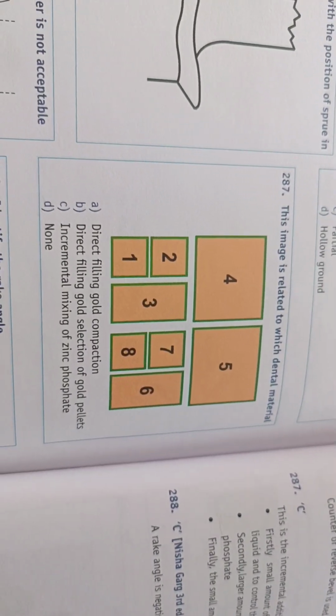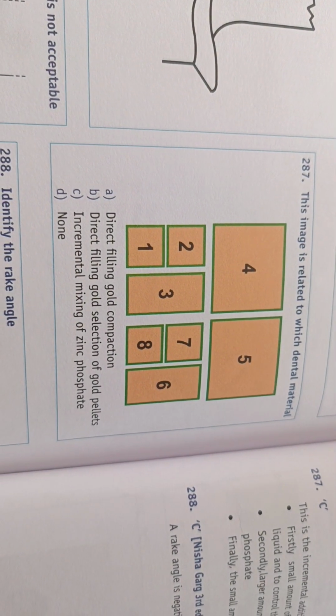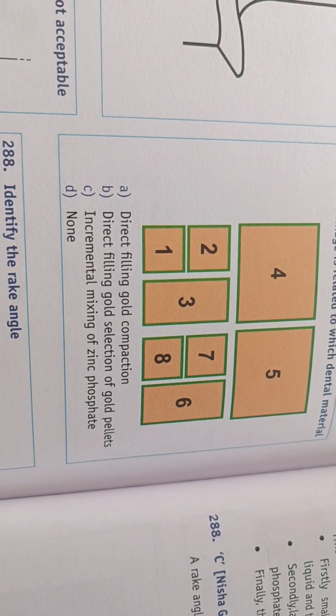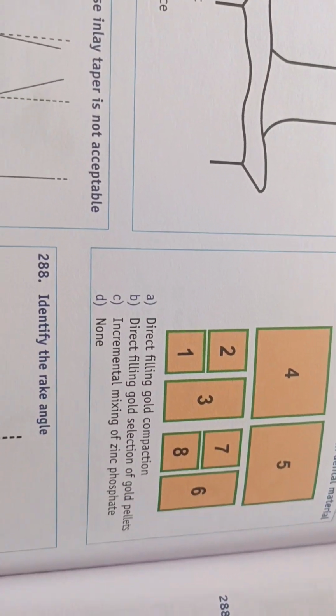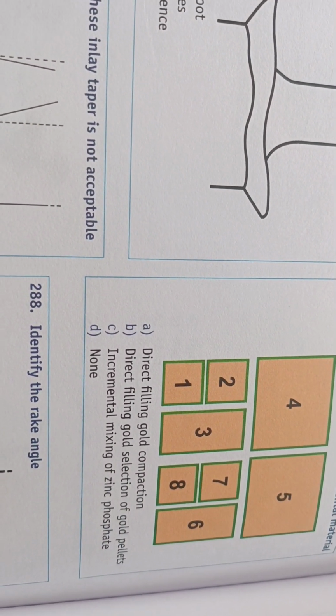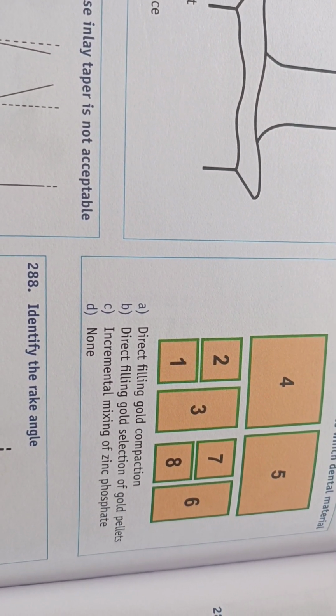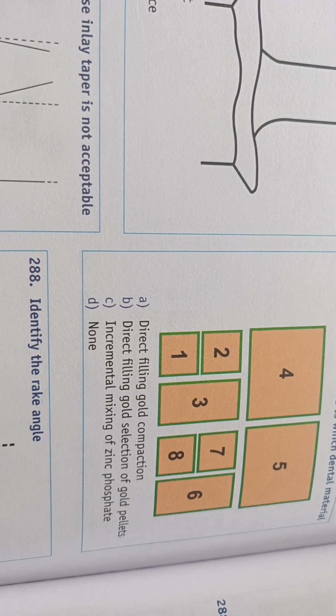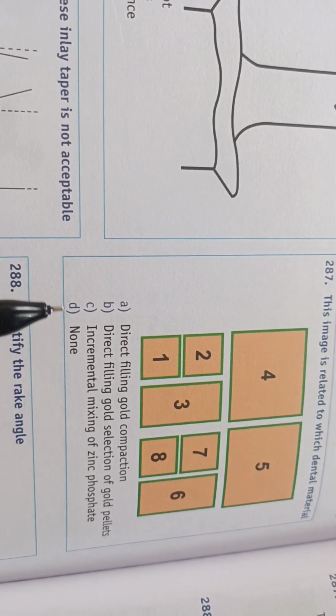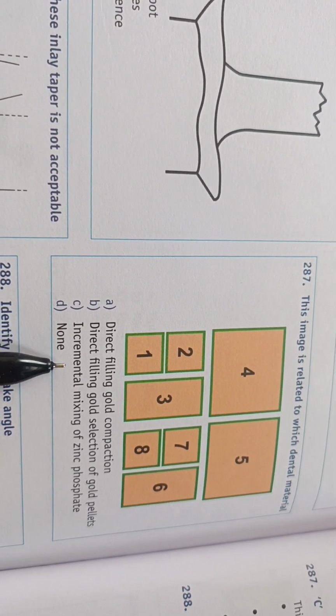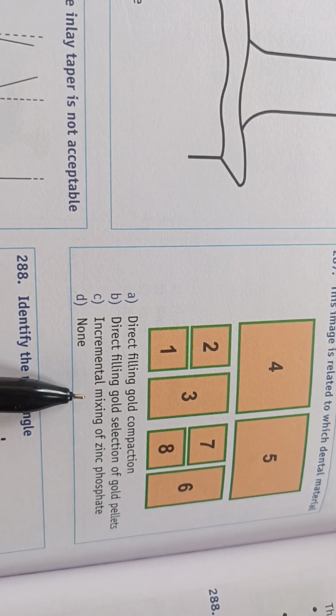Now the next question: this image is related to which dental material? Your options are: direct filling gold compaction, direct filling gold selection of gold pellet, incremental mixing of zinc phosphate, and none. The right answer is option C. It is nothing but incremental mixing of zinc phosphate.